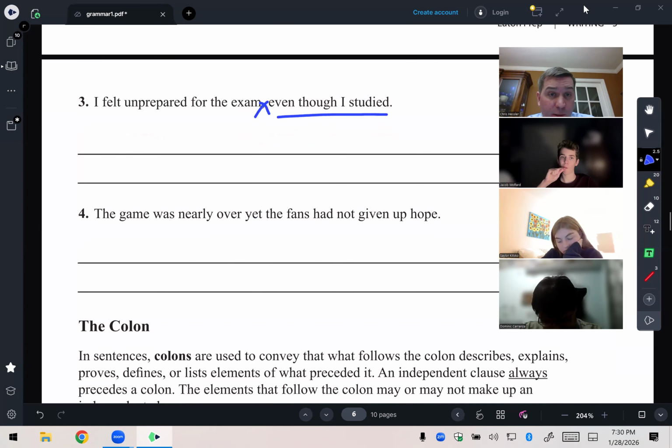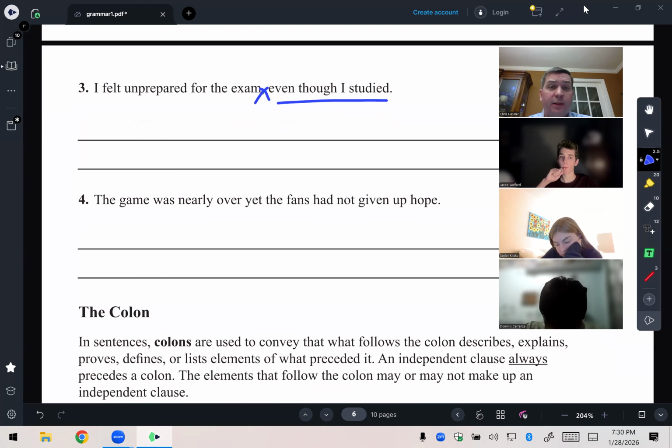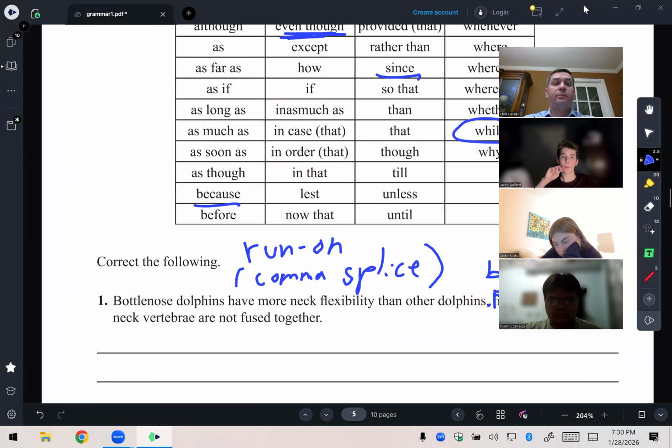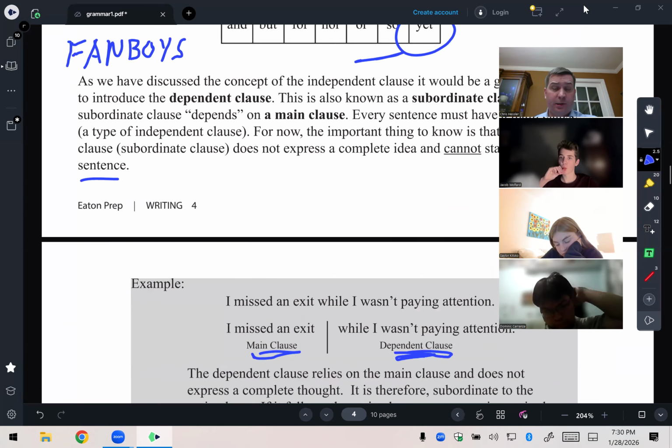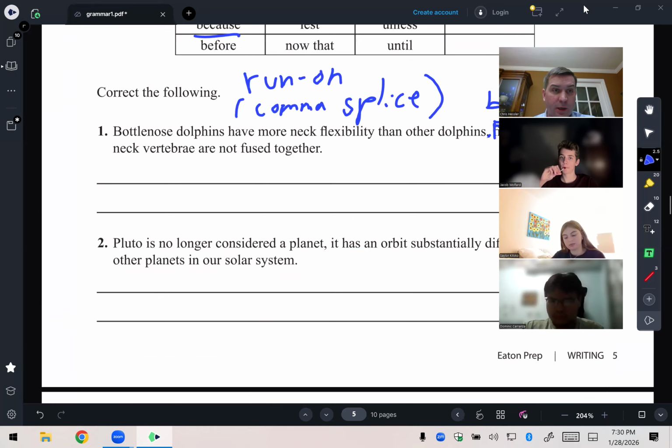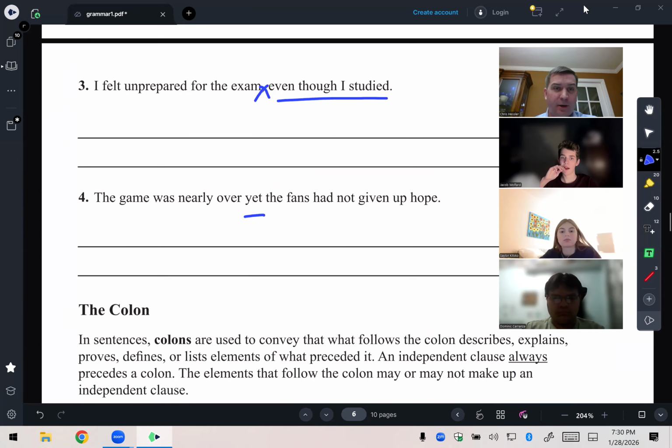All right, here's the last one. The game was nearly over, yet the fans had not given up hope. All right, so we have a conjunction, yet. Which kind was it? That's the Y in FANBOYS. It's right here. It's just a comma rule. What do we think? Where does it go? Anyone know where the comma goes? Before yet? Yeah, perfect. Put it right there. So we do use a comma when we have coordinating conjunctions and we're making coordinate clauses.